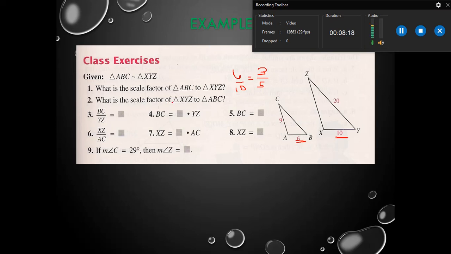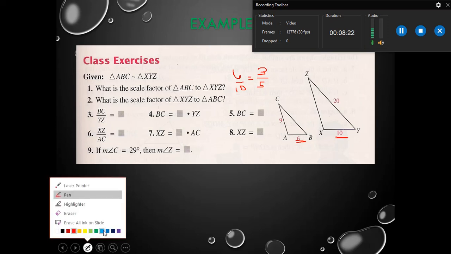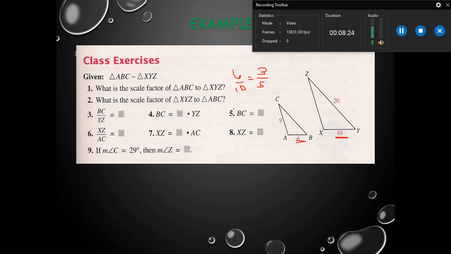For number 2, what they're doing is switching the order. They want me to go from triangle XYZ to triangle ABC. All I need to do is flip my original ratio over. So in number 2, the ratio is 5 to 3.